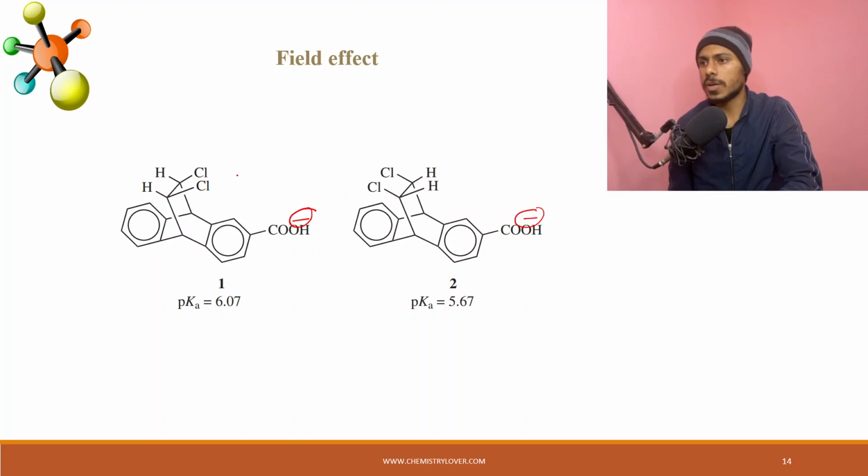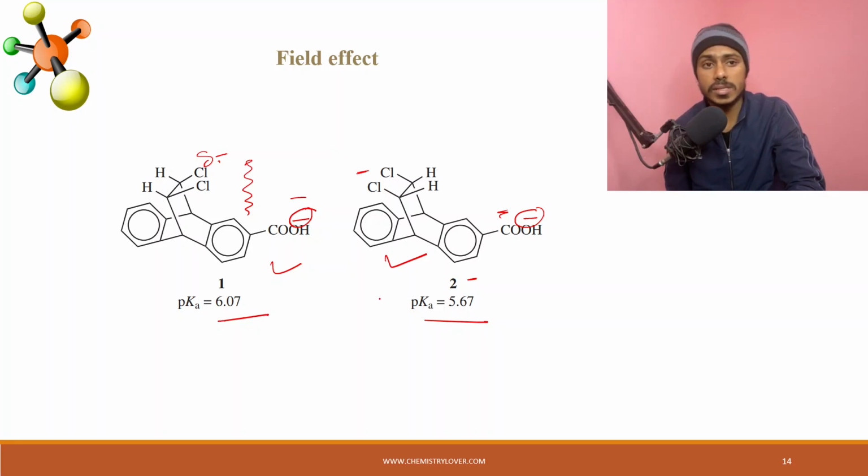Now in the first carboxylate, the chlorine and the carboxylate anion are on the same side. The chlorine will acquire partial negative charge because of inductive effect, so there will be coulombic repulsion between these two because they are on the same side. But in compound 2, they are on opposite sides, so there is no such repulsion, which results in higher acidity for compound 2 compared to compound 1, which is manifested in their pKa values. So this is a very important example of field effect.